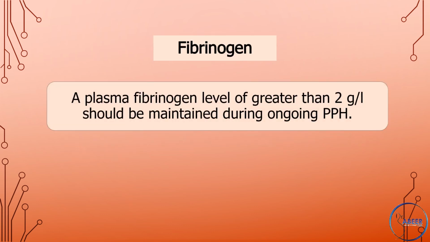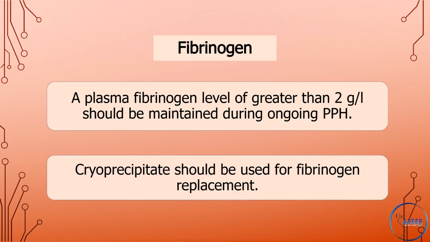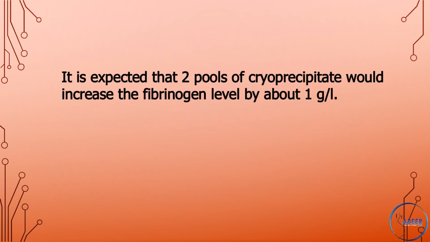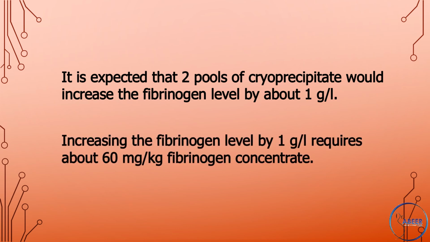Fibrinogen. A plasma fibrinogen level of greater than 2 grams per liter should be maintained during ongoing postpartum hemorrhage. Cryoprecipitate should be used for fibrinogen replacement. It is expected that 2 pools of cryoprecipitate would increase the fibrinogen level by about 1 gram per liter. Increasing the fibrinogen level by 1 gram per liter requires about 60 milligrams per kilogram fibrinogen concentrate.